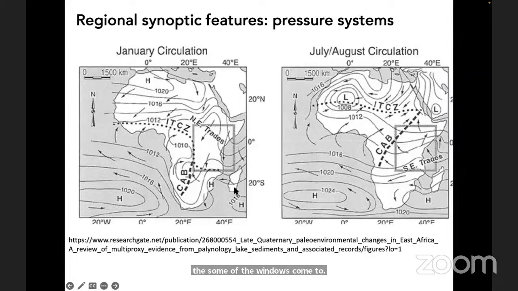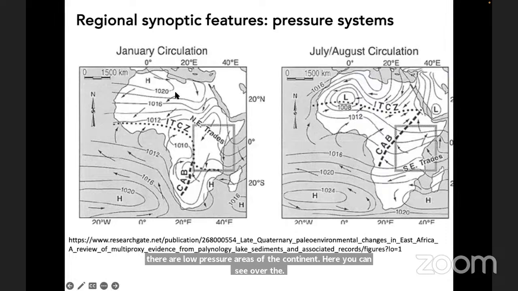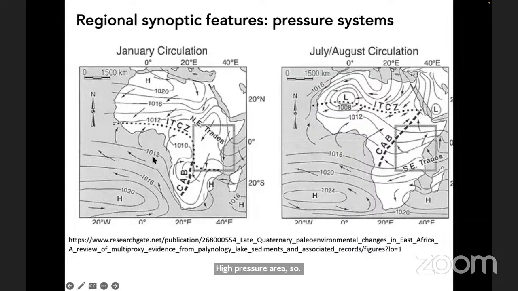There's another high pressure area over the Indian Ocean, and there are low pressure areas on the continent. Here you can see over the Sahara area, high pressure area. So you can see the ITCZ is where wind coming from the high pressure area down here in the Atlantic converges with wind coming from the high pressure area over the Sahara. So dry air coming from the north, with moist air coming from the south, they converge. That convergence forms the ITCZ.